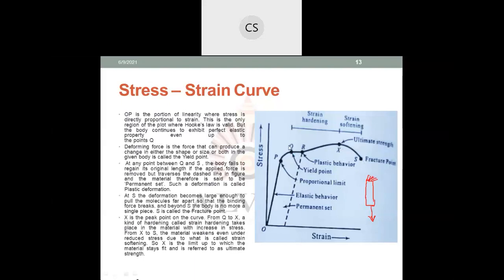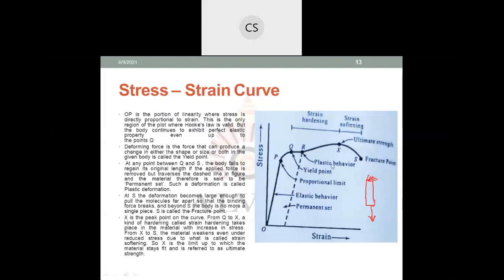Then there are two regions. From R to X is known as the strain hardening region, and X to S is known as the strain softening region. If you carefully observe the curve, as you increase the stress by a small amount, there is an increase in strain, because the material becomes harder and harder up to point X. You can see more stress is needed. Whereas suddenly after point X there is strain softening: the stress required to obtain higher strain decreases. That means the material behaves as if it is becoming softer and softer. Therefore that is known as strain softening, and this region is the strain hardening region.